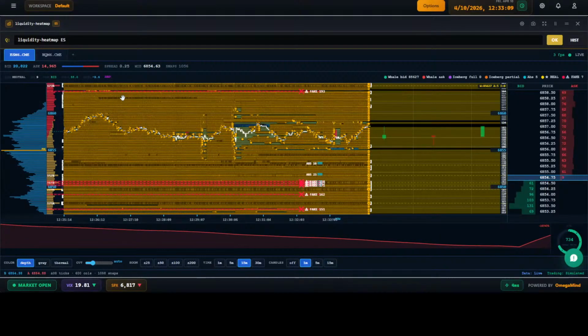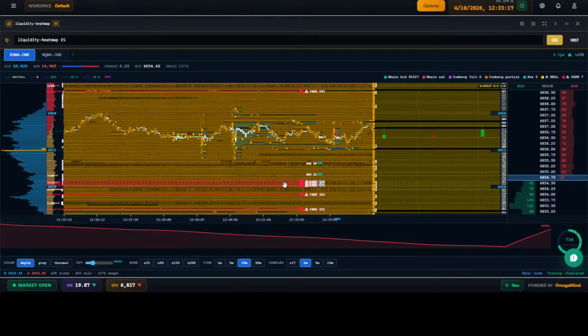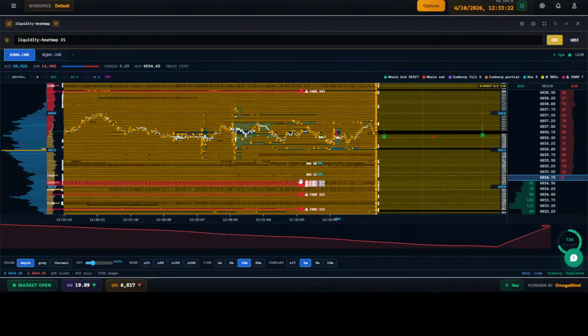Now take a look at this. Right here, display liquidity. That's the pool. This is a pool. Oh, fake, yeah. Yeah, fake. So what happened with this?